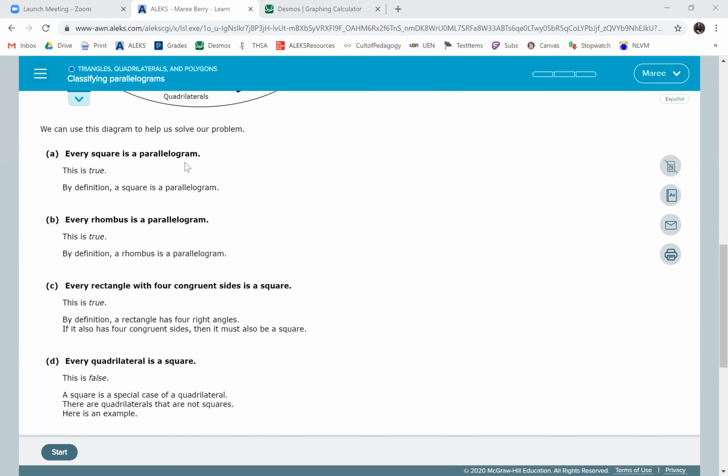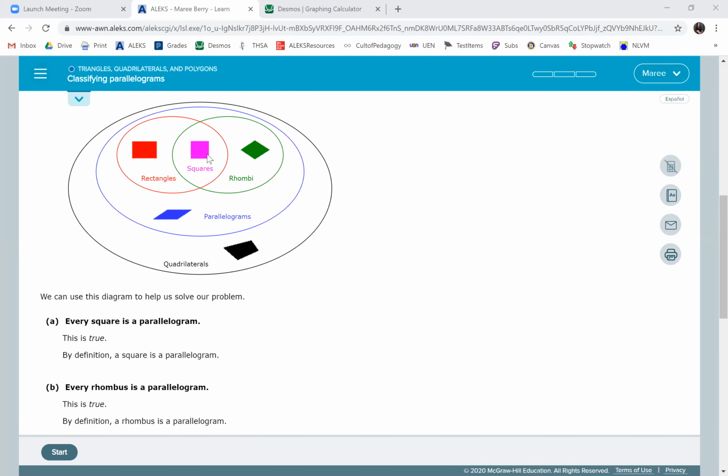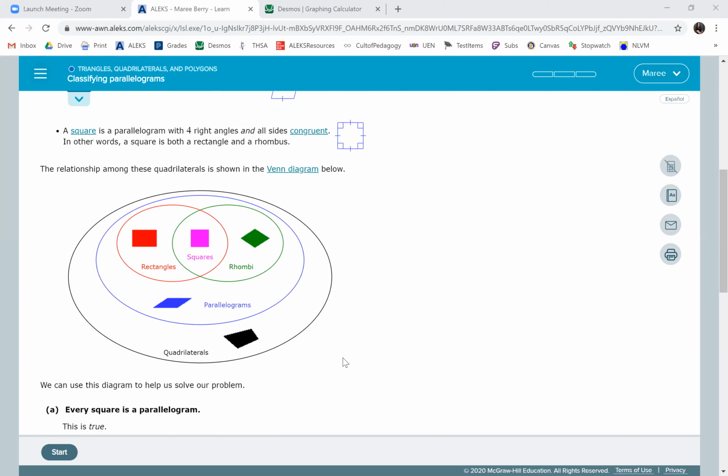Every square is a parallelogram. That's true. If you look here, the squares are also parallelograms. Every rhombus is a parallelogram. That's true, because this green circle is totally inside the blue circle. Well, these aren't circles. These are ellipses.